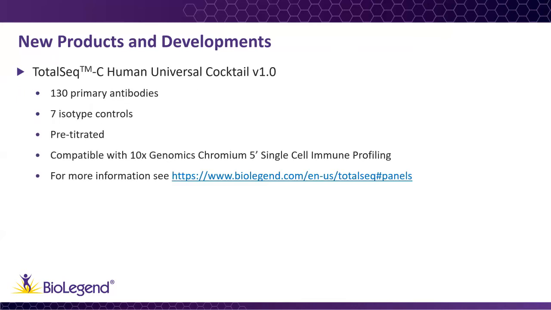Okay, so the first product is the TotalSeq Human Universal Cocktail. This cocktail contains 130 pre-titrated lyophilized primary antibodies plus 7 isotype control antibodies and is compatible with 10x Genomics Chromium single-cell immune profiling solution. The Human Universal Cocktail is the culmination of a years-long program aimed at creating the first lyophilized antibody cocktail for use in single-cell experiments. In the next few slides, I will review the process by which this cocktail was produced.